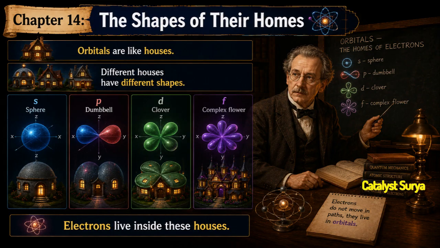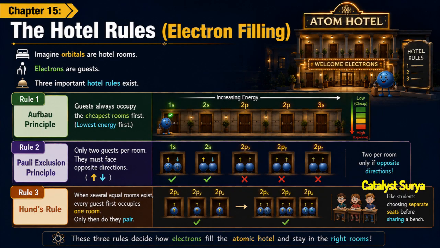Orbitals can be imagined as the homes of electrons. Different homes have different shapes. The s orbital is spherical, the p orbital looks like a dumbbell. The d orbital resembles a clover leaf, and the f orbital has an even more complex shape. These are the regions where electrons are most likely to exist. Now imagine that these orbitals are hotel rooms.